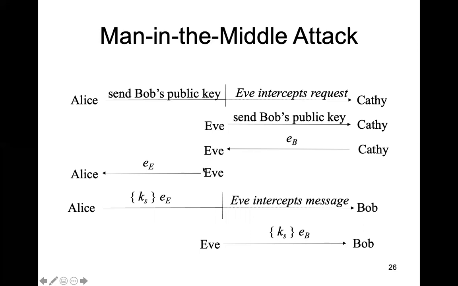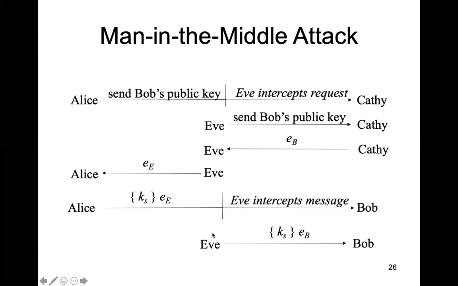And what Eve does is that she responds back to Alice, pretending to be Kathy, and instead responding with her own public key, EE. So now Alice, as far as she is concerned, will think Kathy has replied, and EE must be Bob's public key. So let me send a secret message to Bob, okay, and that is KS encrypted under EE. So Alice thinks that EE is in fact Bob's public key. She sends it over. Now Eve can intercept it, and she can also decrypt it, because EE is her public key. And then what Eve does is that she will now forward this key KS encrypted under Bob's public key, which she got in this step.